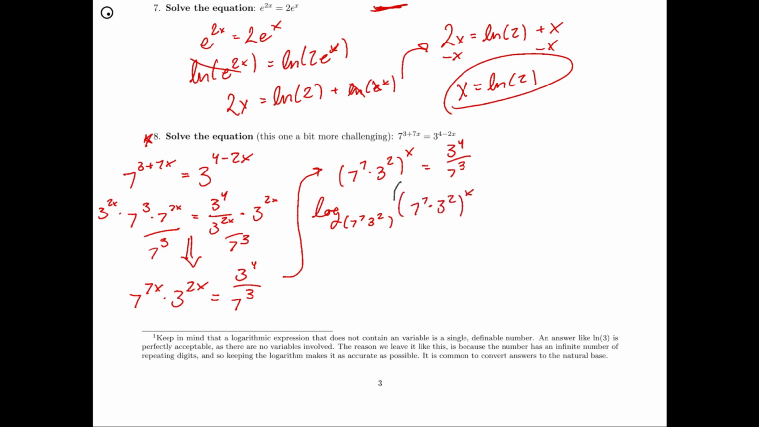I guess technically this should have a bigger set of parentheses. I'm taking that logarithm of both sides. And what I get, 7 to the 3rd, is that this and this cancel, and we're left with x equals all of that junk, which I'm not going to write out yet.